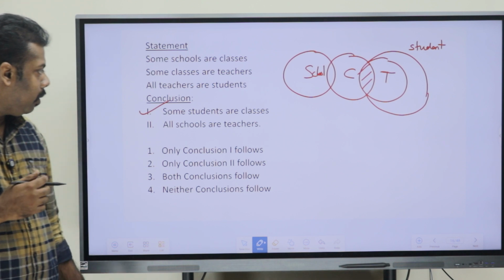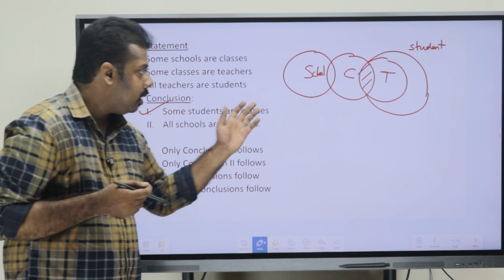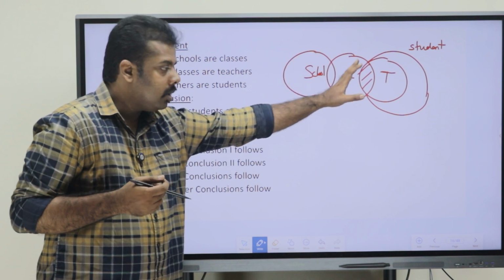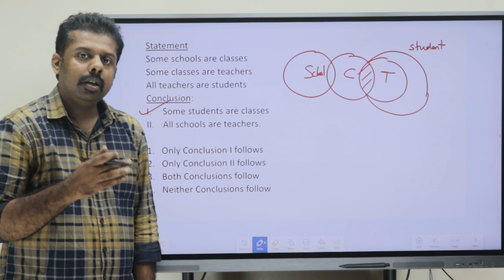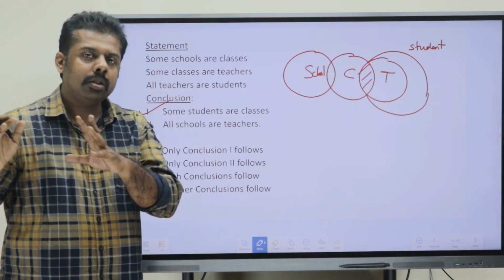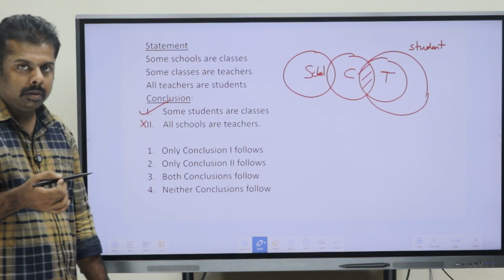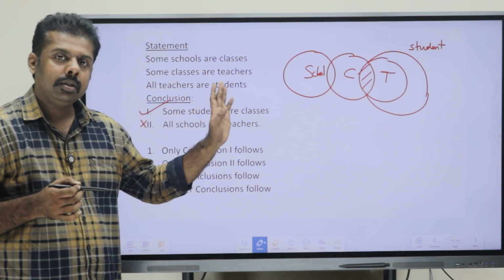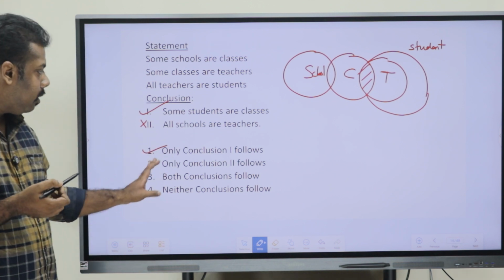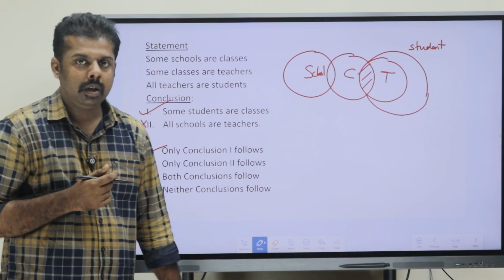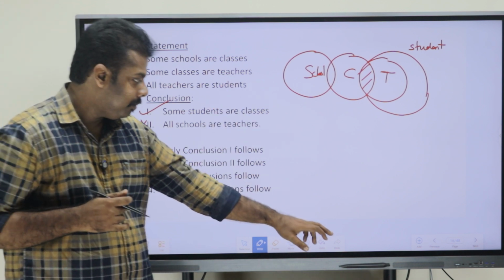Now moving on to the next conclusion, all schools are teachers. Is it right or wrong? Does school and teacher have a direct relation? No. If it doesn't have a direct relation, we can easily say that the conclusion doesn't follow. So the second conclusion here has to be wrong. Only the first one is right, second one is wrong. So the option has to be the first, that only conclusion one follows. I think you are getting it. Now moving on to the next one.